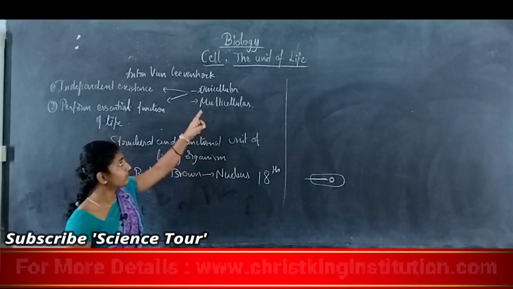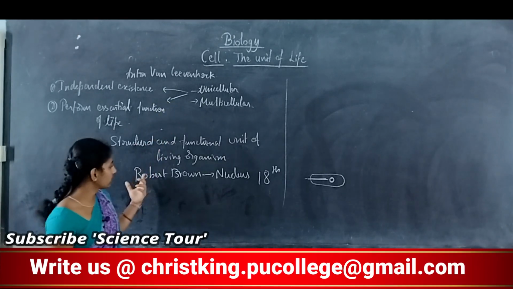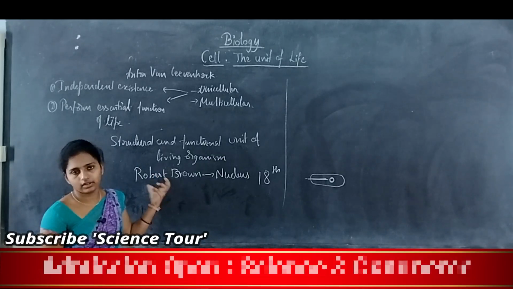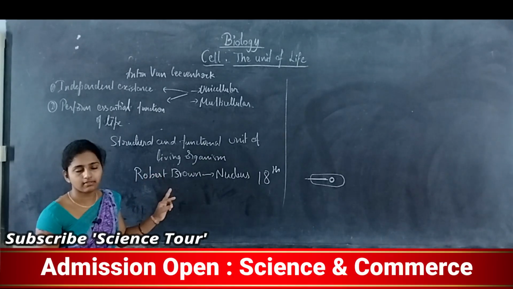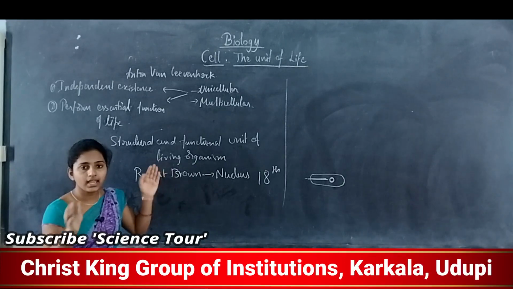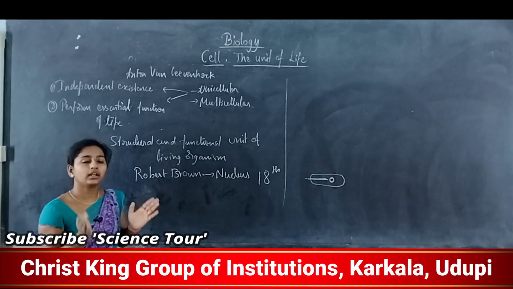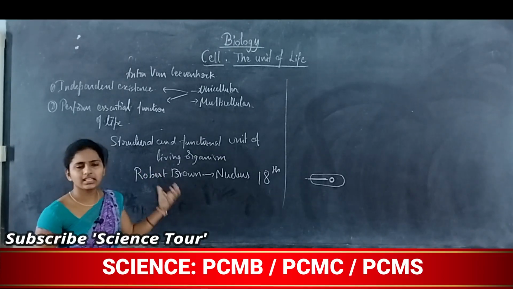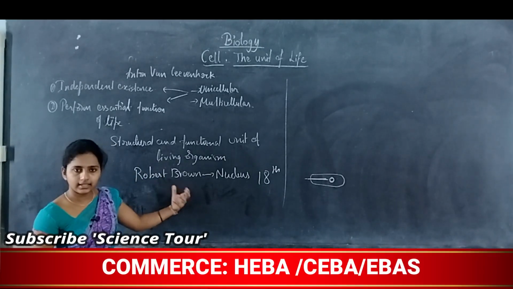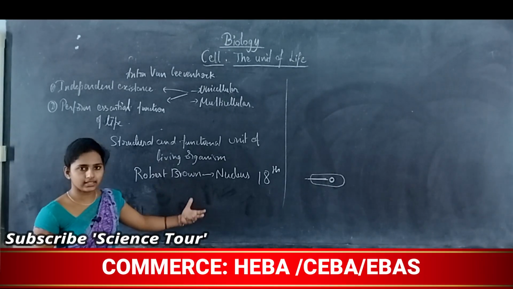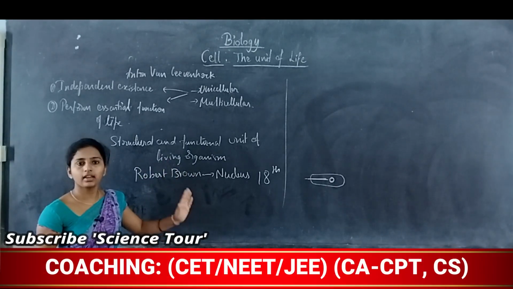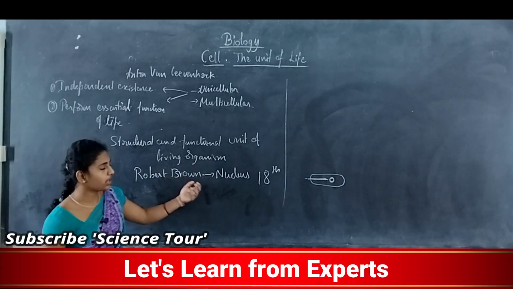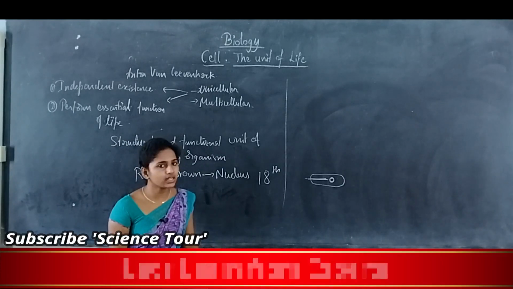Who first found the cell? Antony van Leeuwenhoek. And who found the nucleus? Robert Brown. Not found, it is discovered. You should know the difference between discovery and invention. Discovery means finding something that already exists, invention means developing something new. The nucleus and cells already exist, we are discovering them. Plants too, they already existed. That's why Antony and Robert Brown discovered the cell and the nucleus respectively.